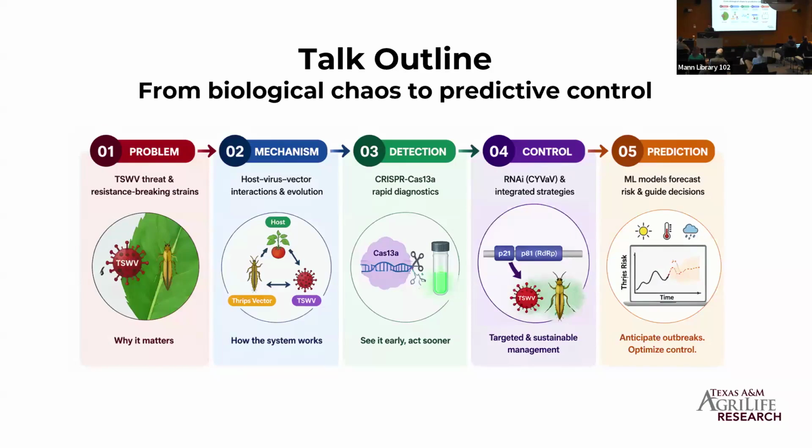So our story is going to be in 5 parts. First, I'm going to talk about the problem that we are facing, or rather multiple problems, the mechanisms underlying that, detection, control, and prediction. So the goal is to move from biological chaos to something that's more predictive and controllable.